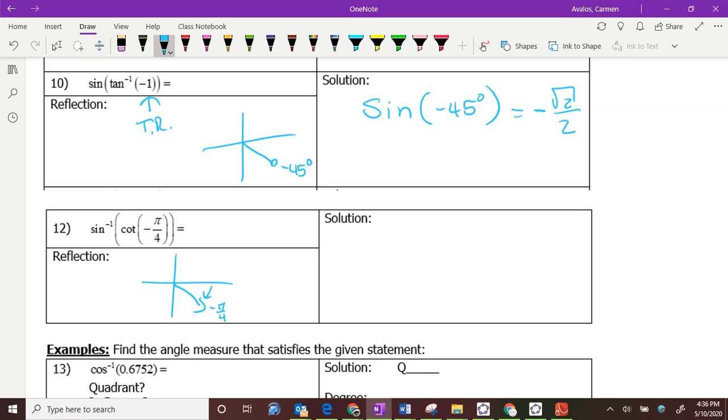So when you're doing this, you're going to find the cotangent of negative pi over 4 and then the sine inverse. Well, pi over 4 for cotangent and tangent, they're pretty much the same. They're just inverses of each other. And we did tangent where it was -1, and it was a pi over 4 angle. So the cotangent is just a reciprocal, which is going to be the same. So this one here is going to be -1. So now we have to do the sine inverse of -1.